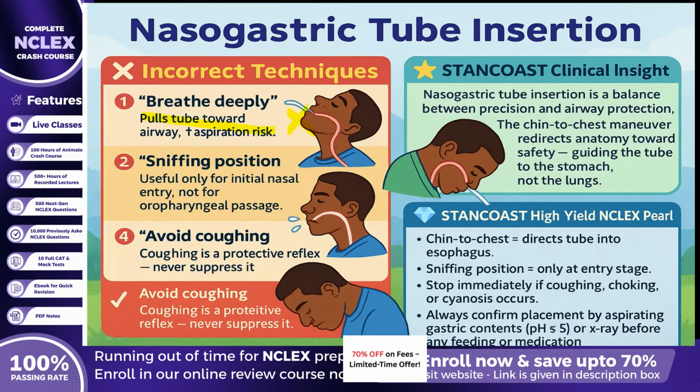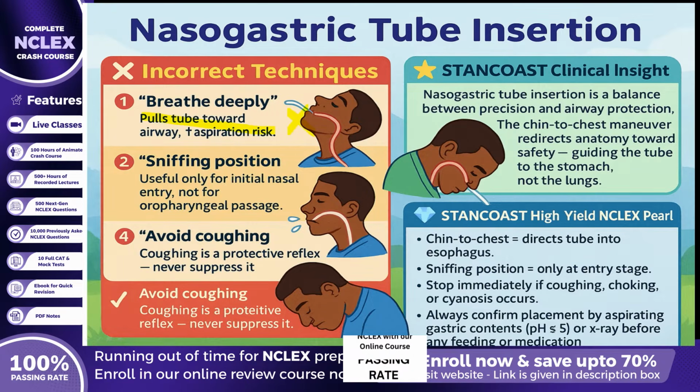By using the chin-to-chest technique, the nurse ensures that anatomical alignment directs the tube into the esophagus, thereby maintaining airway safety and preventing serious complications such as aspiration pneumonia, laryngospasm, or bronchial misplacement. Transitioning to a Stancoast clinical insight. Nasogastric tube insertion is a delicate dance between precision and protection. The chin-to-chest maneuver transforms anatomy into safety, ensuring the pathway leads directly to the stomach, not the lungs.